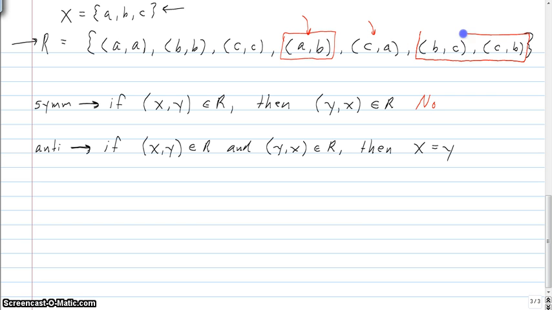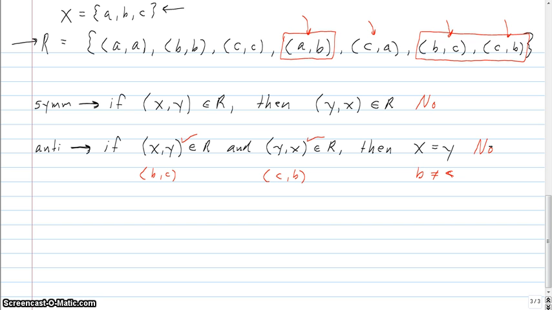What about these two? Right, so here's a case where we do see xy, or in other words BC, and yx, or CB, in the relation, but it certainly isn't the case that B is the same as C. So these two guys cause this relation to be not antisymmetric. Right? This is not antisymmetric, and that kind of makes some sense.